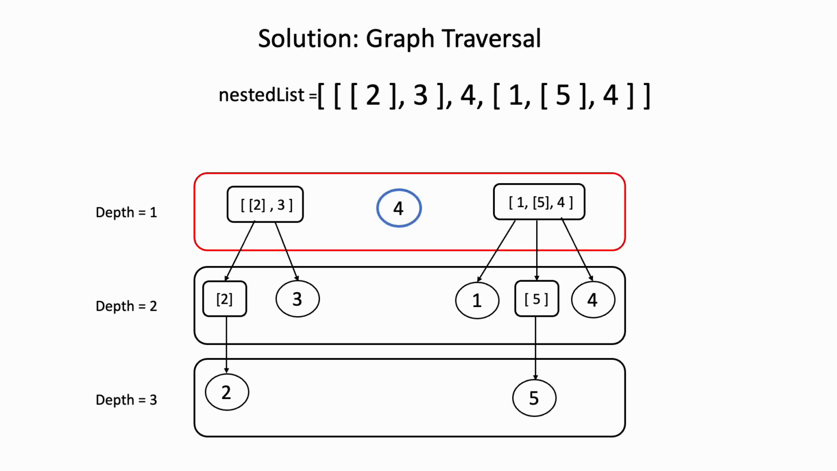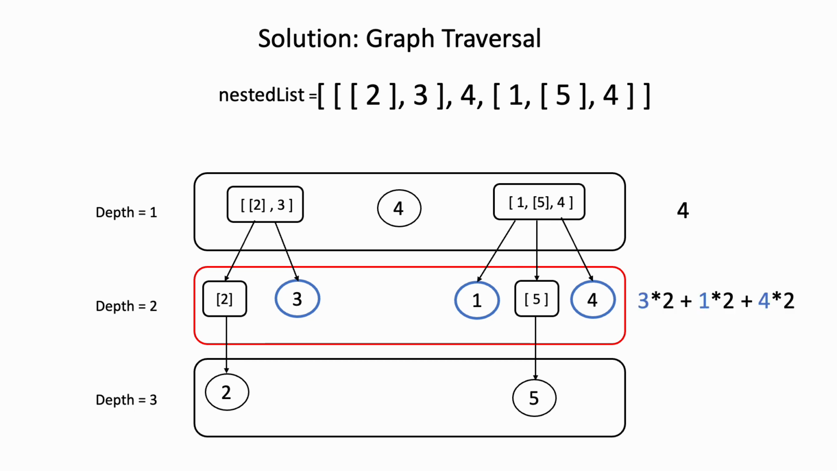We will start our traversal with root nodes which do not have any incoming edges to them. Those will be our seed nodes where we will start our BFS traversal. Then at depth 1 we will check which elements are single integers. Only element 4 is a single integer, so we will multiply it by its depth, which is 1. Then we go to the next depth and check the single integer elements, which are 3, 1 and 4.